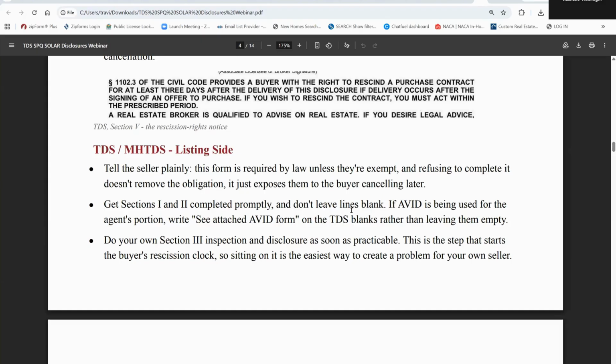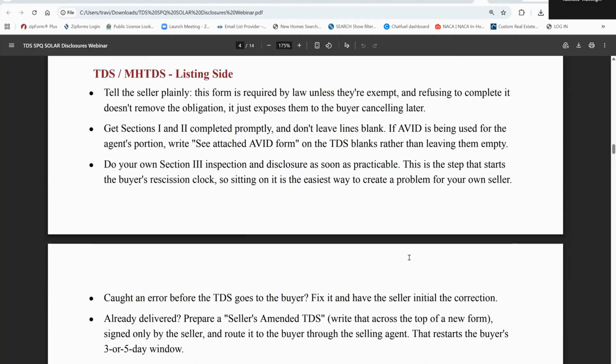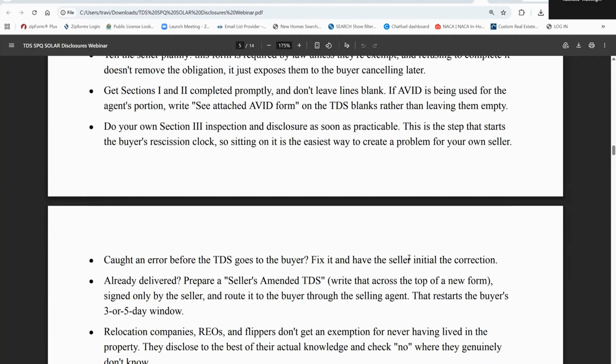This is a step that starts the buyer's rescission clock, so don't sit on it waiting, as it's the easiest way to create a problem for your seller. You don't want to be the reason, if you're doing a good job all up until the delivery of the AVID part, and then all of a sudden the buyer is looking to cancel. Well, you don't want to create that scenario because you made an error in your delivery timing.